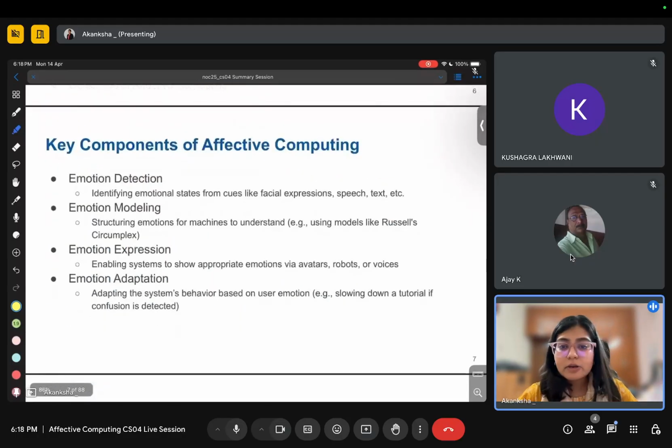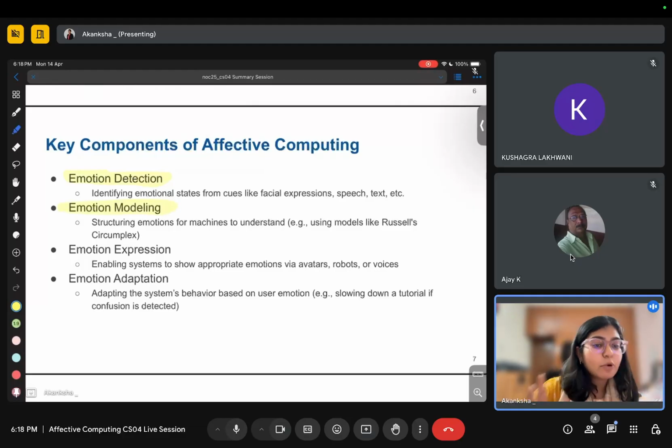So what are the key components of affective computing? Again, same thing. First is detection. Second is modeling. Modeling means to use some kind of DL model or ML model, so we are able to detect what signifies what, right? Then how to represent emotions. Then emotional expression, to show emotions via avatars, robots, voices. Then emotion adaptation, so adapt the system's behavior based on user emotion.